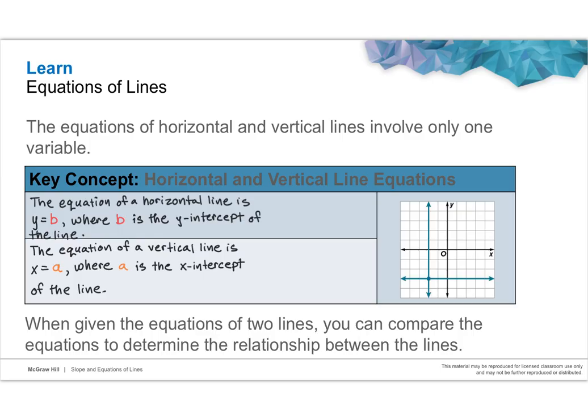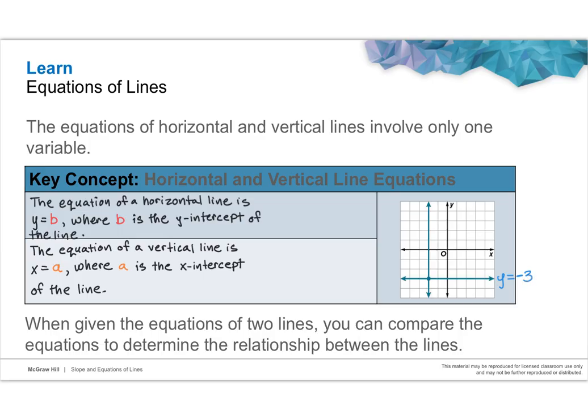Now let's talk about the equations of horizontal and vertical lines, and they are going to involve only one variable instead of a mix of x and y's. For the equation of a horizontal line, you're always going to have that in the form of y equals b, where b is the y-intercept of the line. So over here we have our horizontal line, and our y-intercept point is -3. So the equation of this line would be y equals -3. Go ahead and add that in your notes.